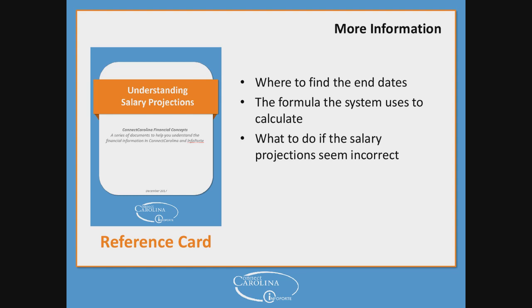And finally, that reference card that Anita mentioned at the end does have more information than what we've covered today. We've really just focused on the factors that go into calculating the salary projections. But if you need more information about where to find the end dates, the formula that the system uses, and most importantly, maybe what to do if the salary projections seem incorrect, a lot of that information is in the reference card at ccinfo.unc.edu.